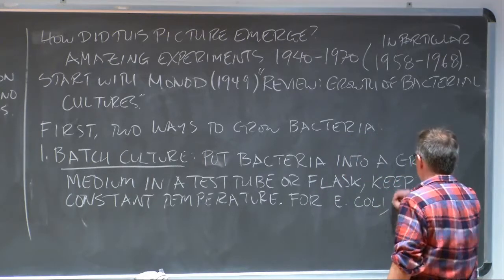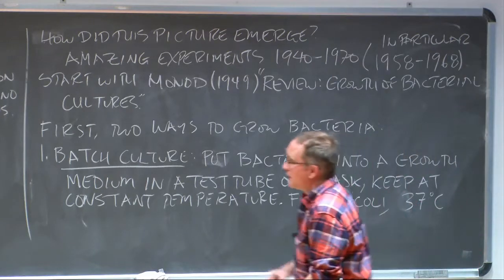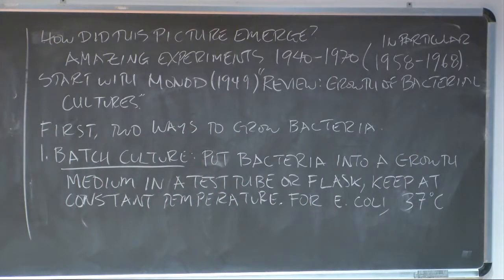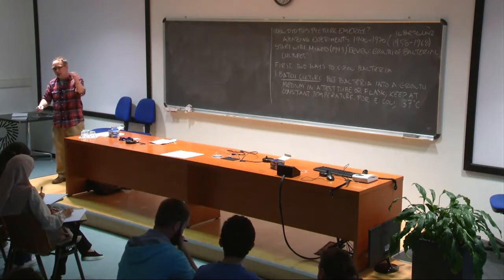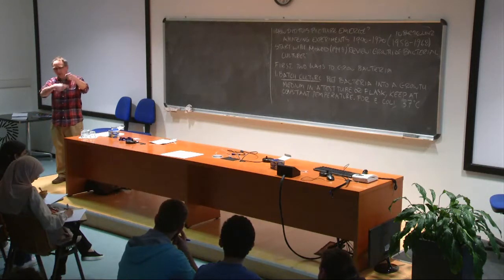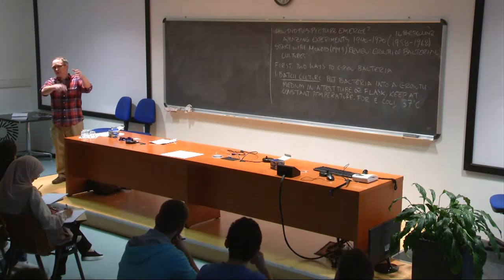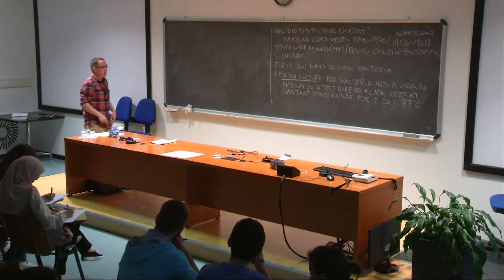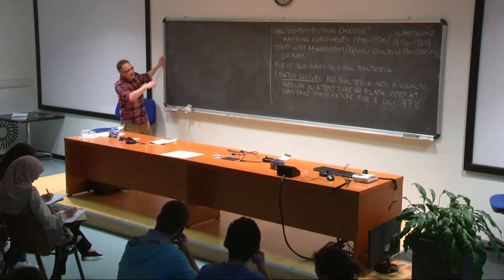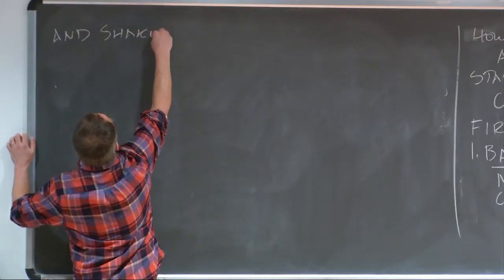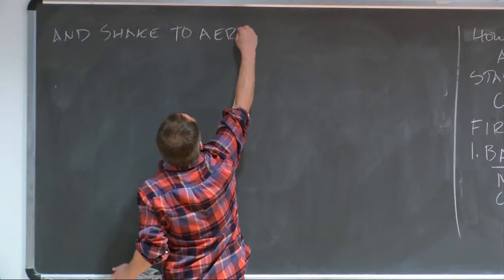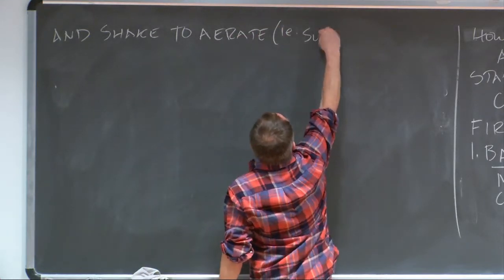So for E. coli, this is 37 degrees centigrade. And you shake it like crazy. So you put it in a water bath that's at 37 degrees, and you shake it back and forth like crazy. And the idea is that you have turbulent mixing in your test tube that brings in oxygen. If you're very fancy, you would bubble oxygen through. And so it depends on how fancy you want to be. It typically doesn't make very much difference one way or the other. But the point is you need to keep them constantly aerated. And shake like crazy, shake to aerate. That means supply with oxygen.